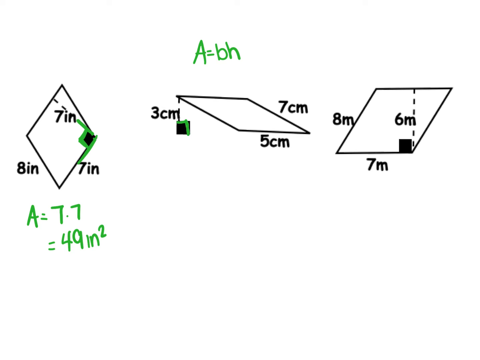For our second one, our right angle is labeled here, which means our height is 3 and our base is 5. So we're going to multiply together 3 times 5, which gives us an area of 15 centimeters squared.